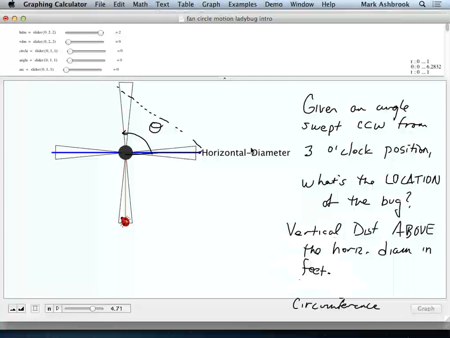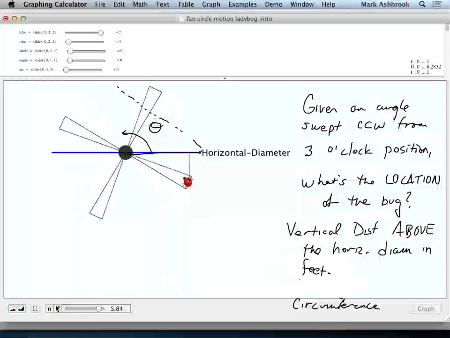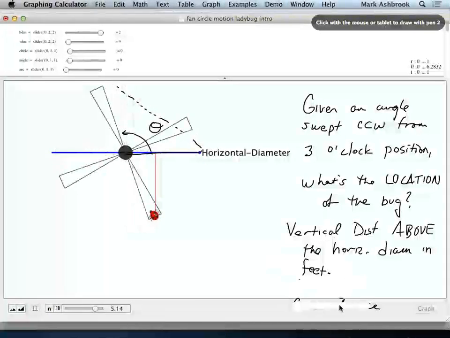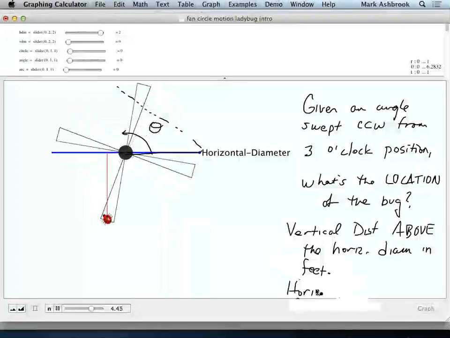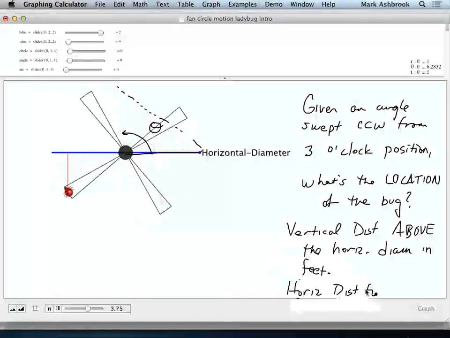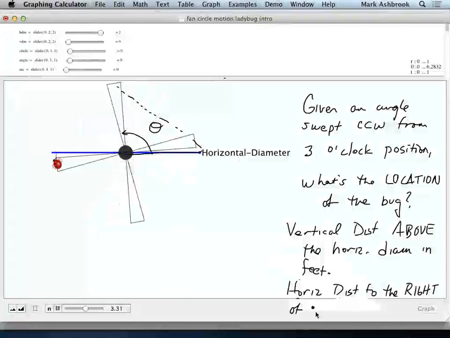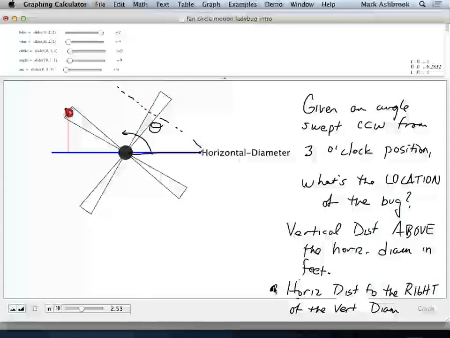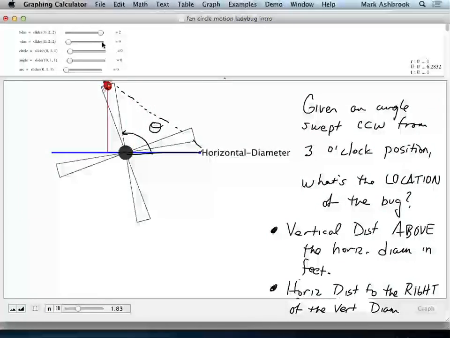So then what else could we track? There's more to the story. What else could we track? Yeah, so then we could do horizontal distance from the vertical diameter. And when we want to use specific, horizontal distance to the right of the vertical diameter. So we can show that as well. Show them both at the same time.